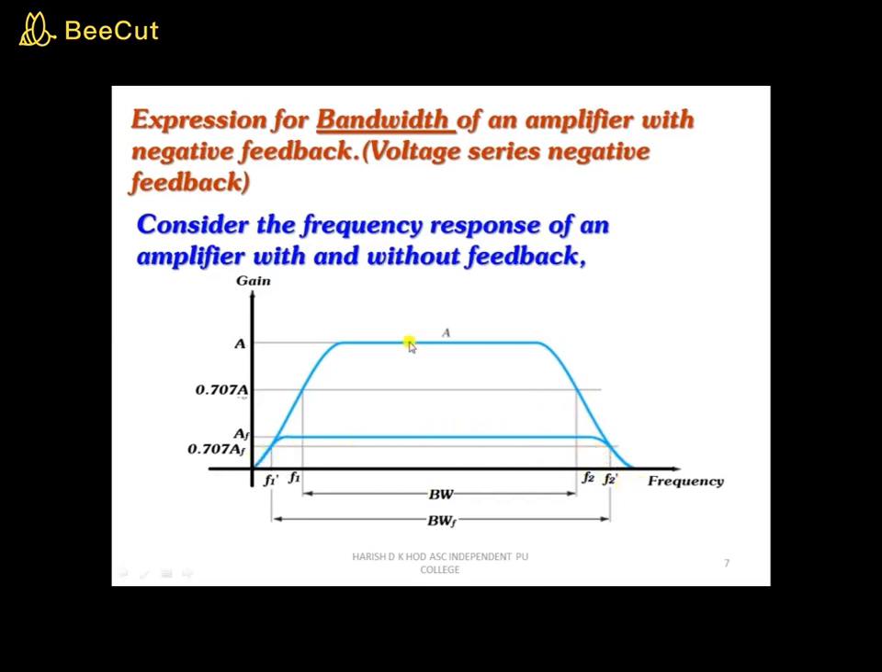Now the question is, why the gain of the amplifier, why is the graph somewhat like this? See, in the previous video we derived and proved that if I use negative feedback in an amplifier, the gain of the amplifier decreases. Gain of the amplifier decreases, right?